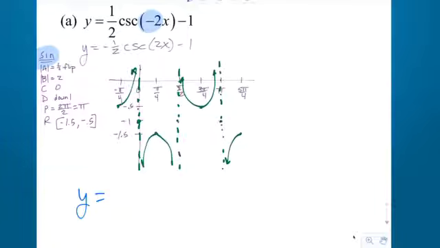It is goof-off day. Negative secant or positive cosecant? Blake Fain, you decide for us. Positive or negative? Negative. Good. I love the attitude. Negative. No, it's not an attitude. Negative 1/2. Good.